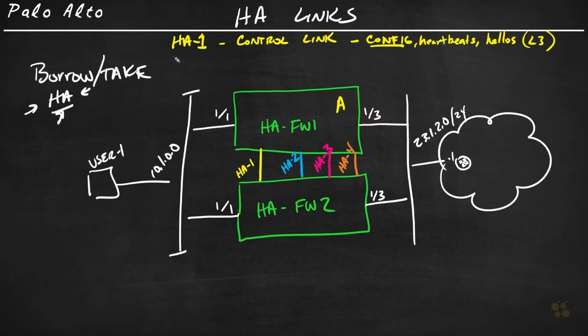And that's where HA2 comes into play. High availability link number 2 is referred to as the data link. And one of its primary functions is to synchronize session information. And I'm going to add live there just to help reinforce what that's for.